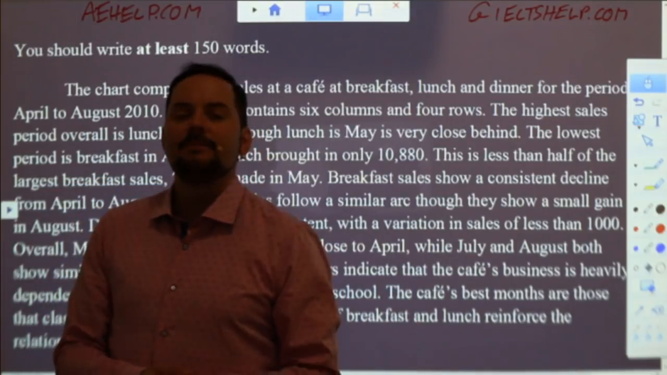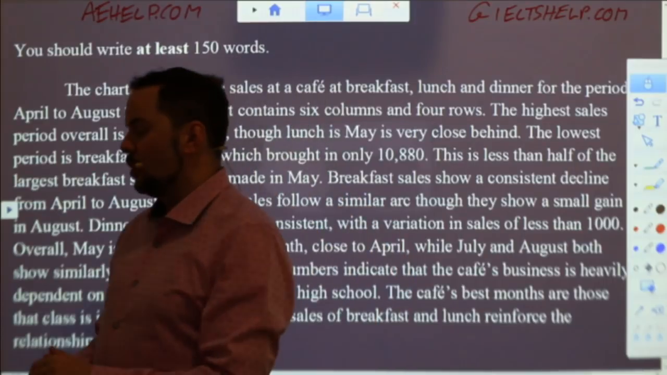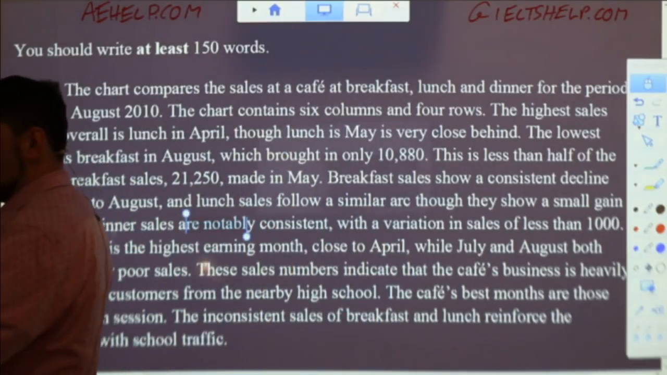Cool. So everybody's got the right idea. Everybody has a good sense of how to write for a table now.